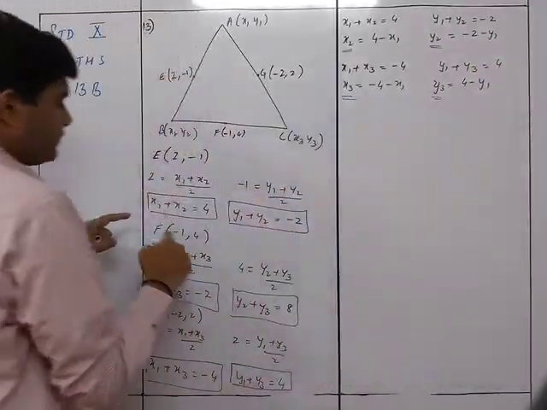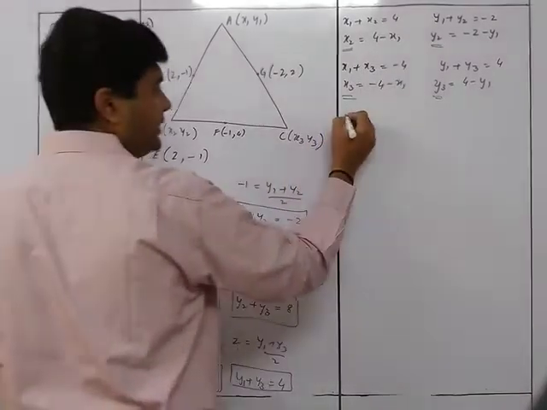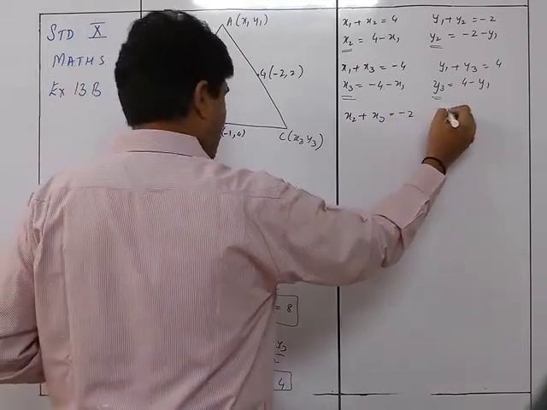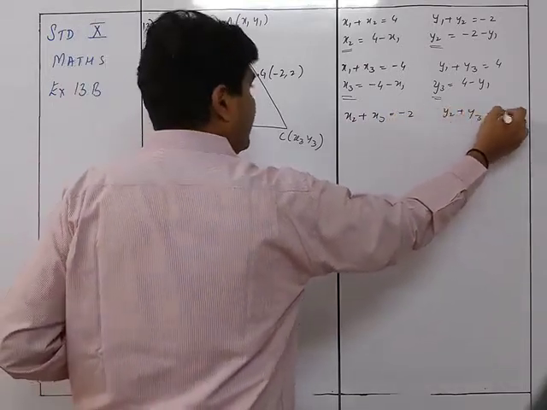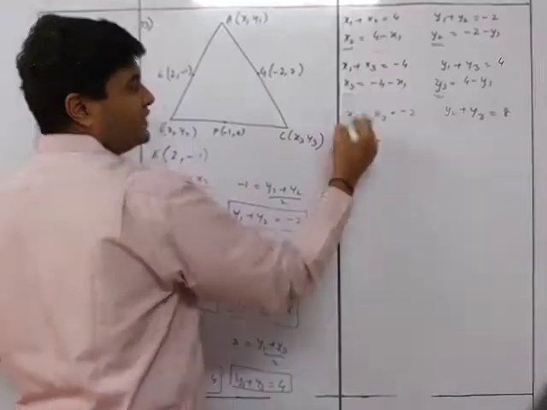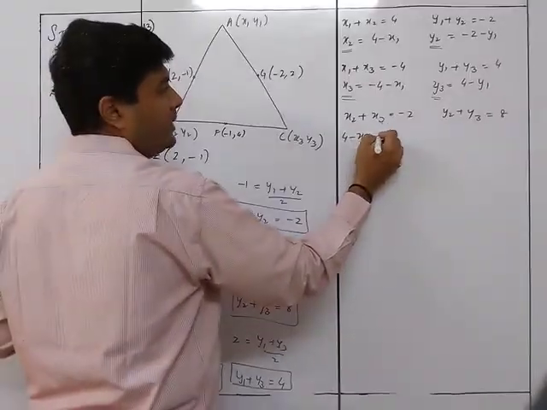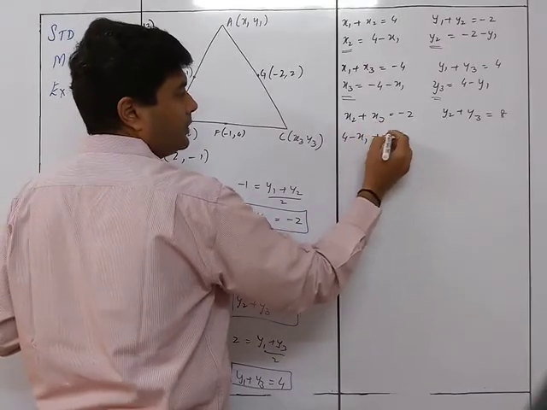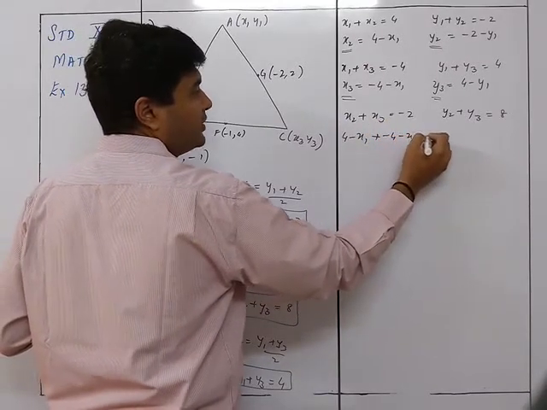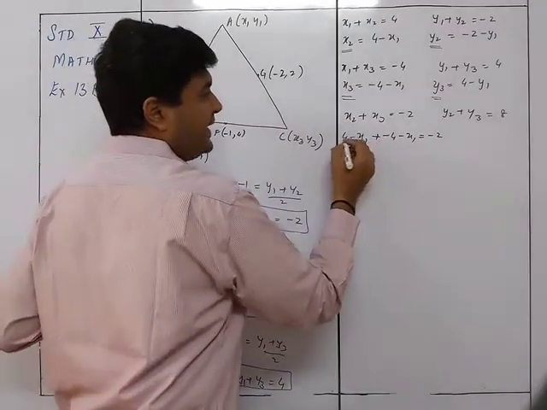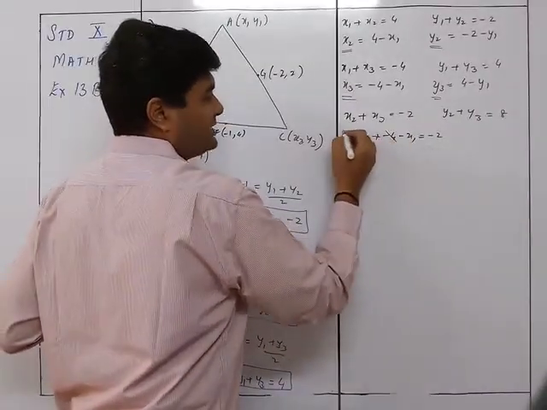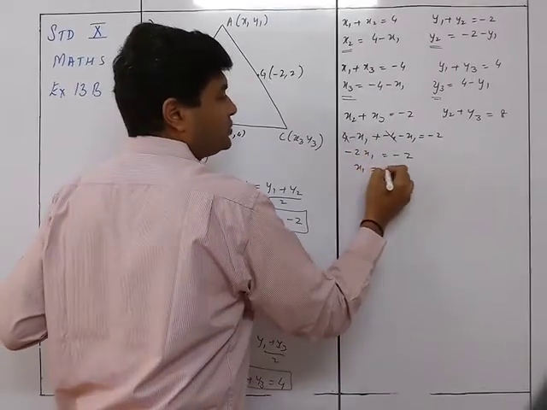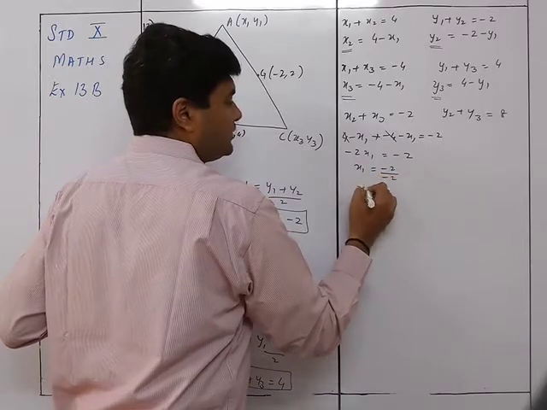So let's put that into this equation. What is the equation over here? x2 plus x3 is equal to minus 2 and y2 plus y3 is equal to 8. So what is x2? 4 minus x1. So 4 minus x1 plus, what is x3? Minus 4 minus x1 is equal to minus 2. So plus 4 minus 4 gets cancelled. So it is minus 2 x1 is equal to minus 2. x1 is equal to minus 2 upon minus 2. So x1 is equal to 1.